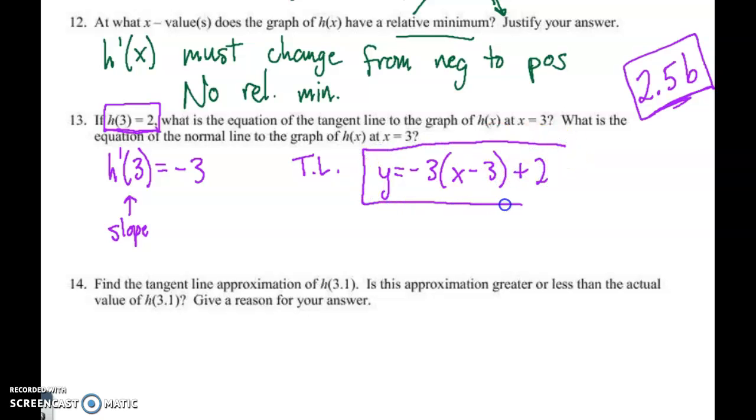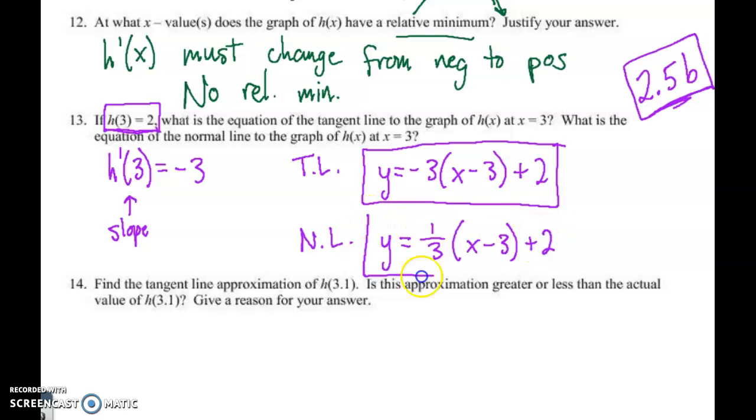Then the normal line, because it also asks for that, I'm going to write NL for normal line. It's still y equals, but now you want the perpendicular slope. The perpendicular to -3 would be positive 1/3 because it's the opposite reciprocal. And everything else is the same, and don't waste your time simplifying that because that's all you need.